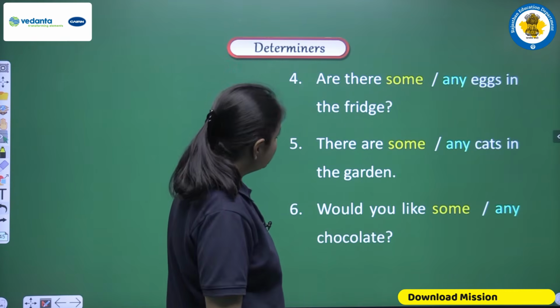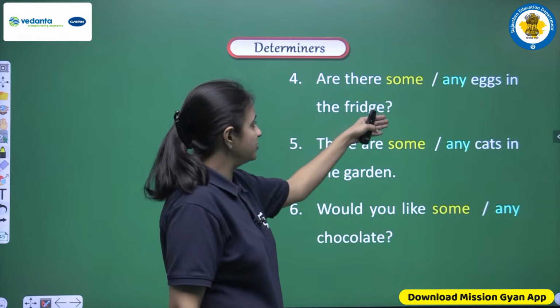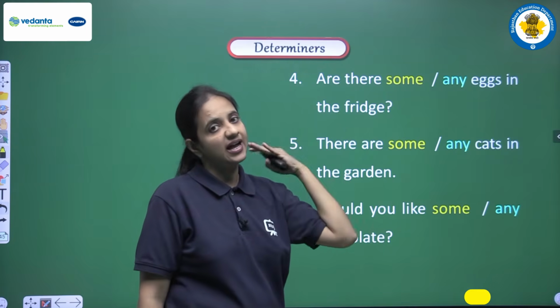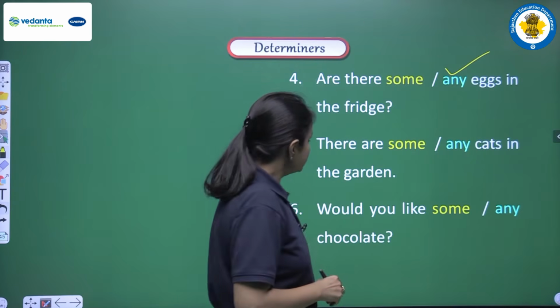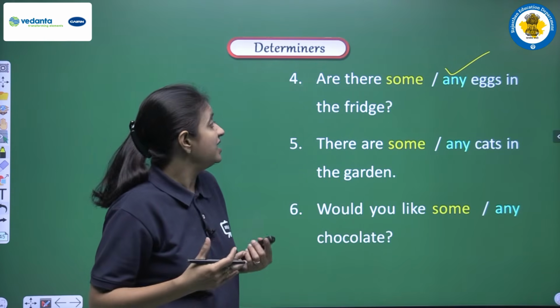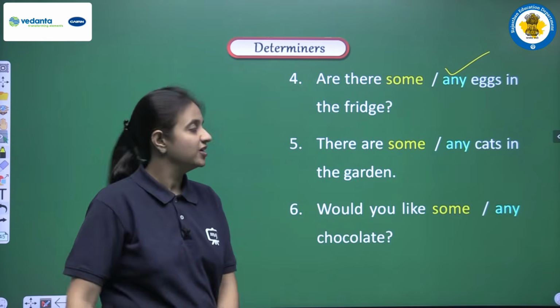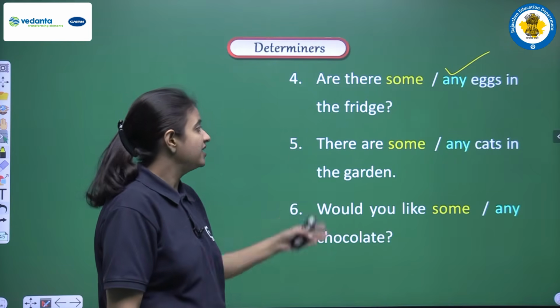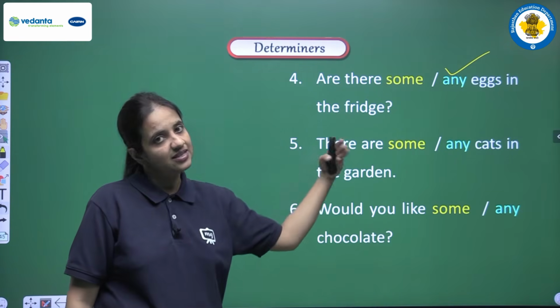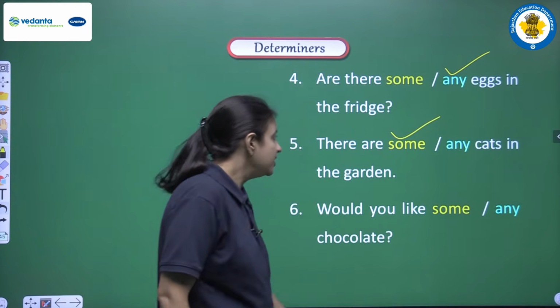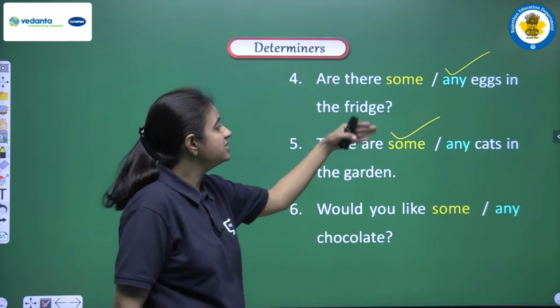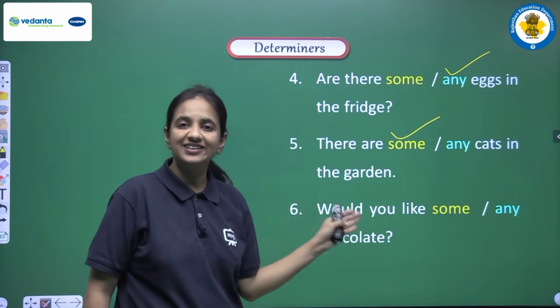Next is are there eggs in the fridge. So it's an interrogative sentence, we are asking something, so here we will use any, and the sentence will be are there any eggs in the fridge. Next one is there are cats in the garden. It's a simple positive one, so here we will choose some as the option, and the sentence will be there are some cats in the garden.